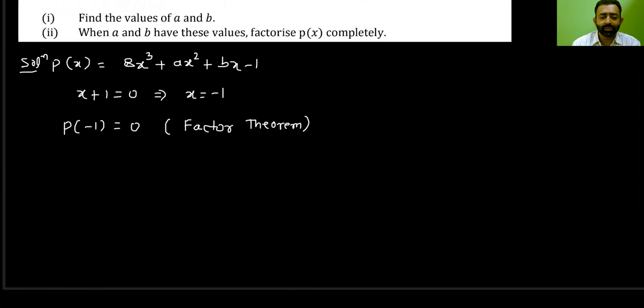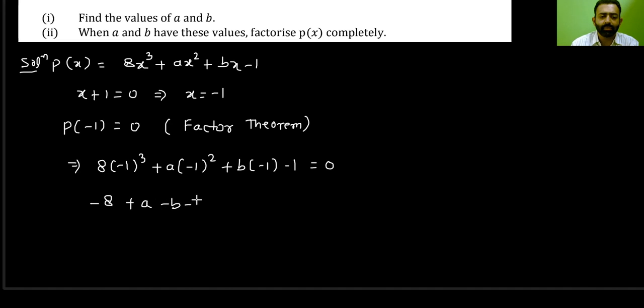So p(−1) is 0, so put in place of x the value −1. That means 8(−1)³ + a(−1)² + b(−1) − 1 must be equal to 0. This is your value of p(−1). So this is −8 + a − b − 1 equal to 0. That means a − b is equal to 9. This is your first equation.